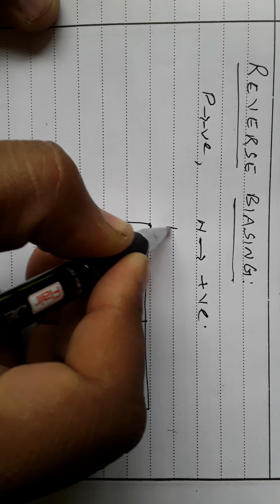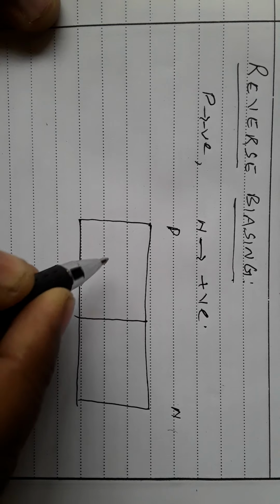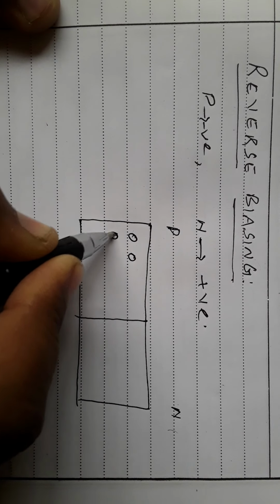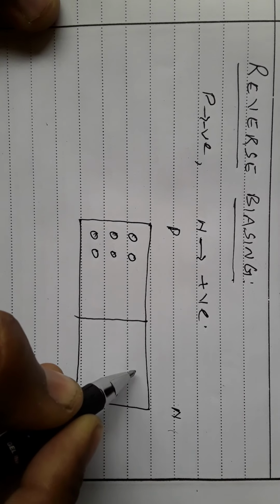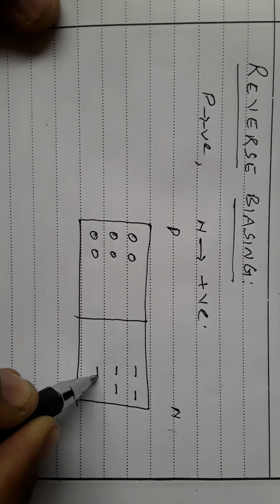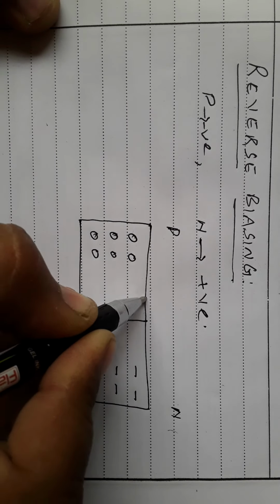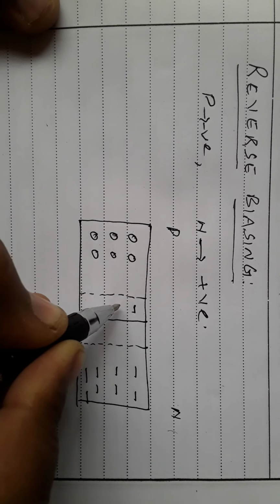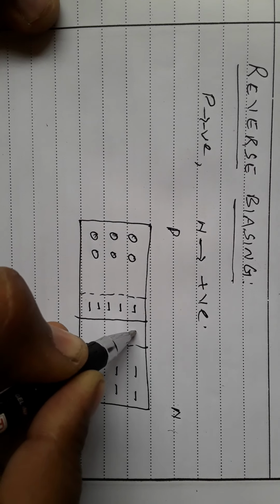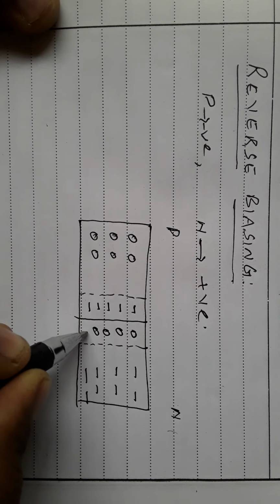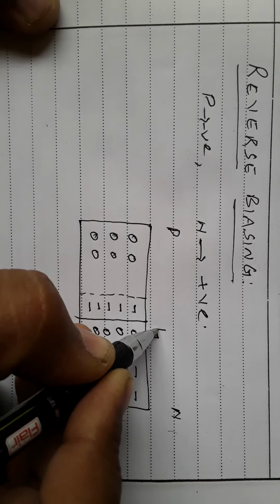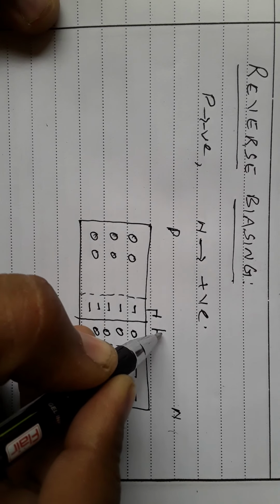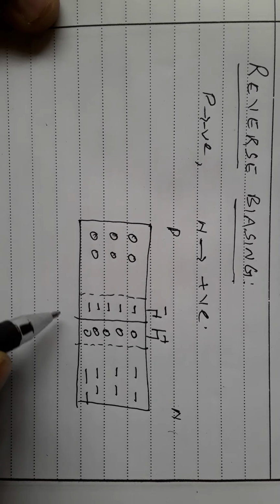This is the P side, this is the N side. Majority charge carrier: hole. Majority charge carrier: electron. This is the depletion layer, which contains immobile or fixed ions, positive and negative. This is the depletion layer.